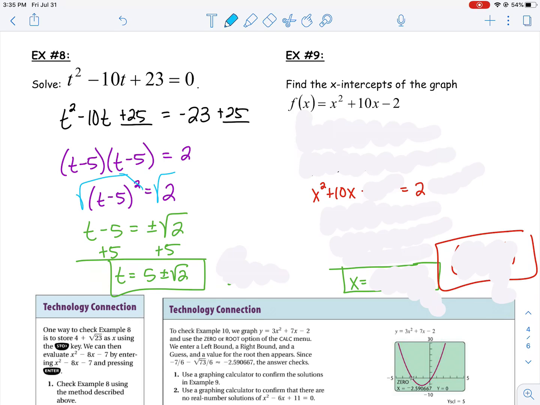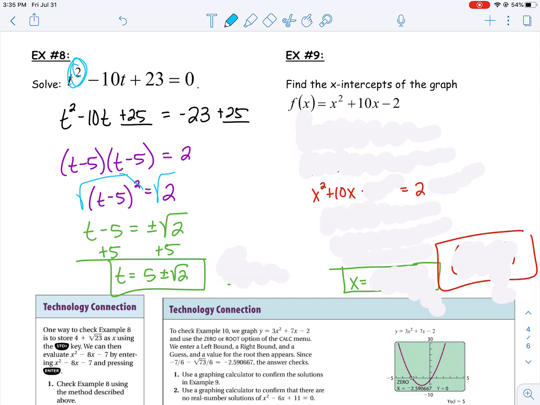That's 2 answers. Remember, I knew that because it was a quadratic because of my t squared at the beginning. I have 2 answers, 5 plus or minus the square root of 2. Now those 2 answers are in what we call exact form. We haven't put it in our calculator and rounded to a decimal. But if they asked me to, we could.